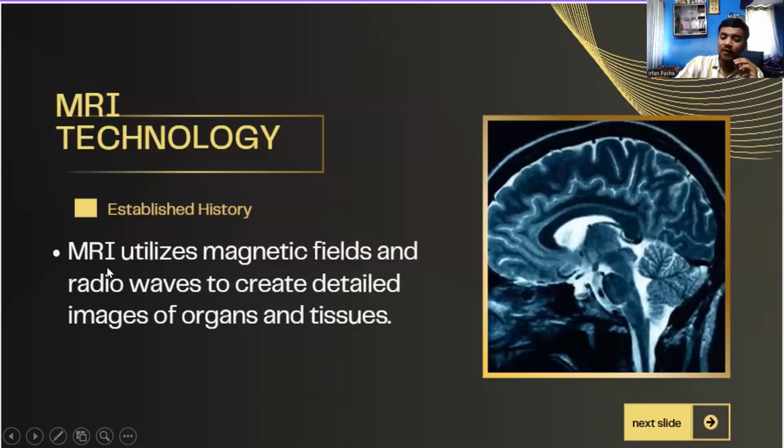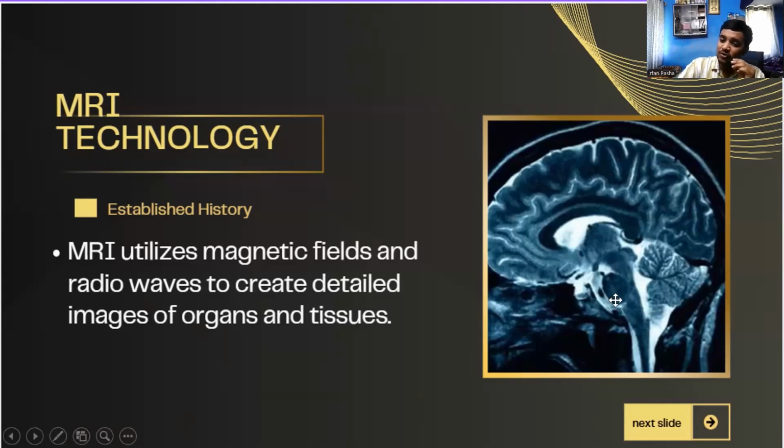So what we have to understand is what MRI technology is and how it works. MRI utilizes magnetic fields and radio waves to create detailed images of organs and tissues. If something is wrong inside our body, like minor cracks, minor issues, or minor tears in our tissues, how would we get to know? All of this is possible through MRI technology.